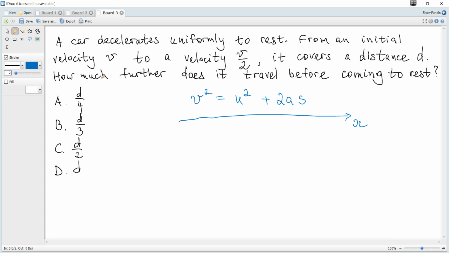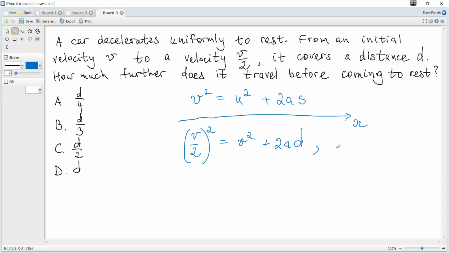So for the first stage, when velocity changes from v to v over 2, according to this formula, the final velocity is v over 2 squared, equal to the initial velocity v squared plus 2 times acceleration times displacement. Displacement is equal to plus d, because it is moving to the right, in the direction which is positive. So 2 times a times d, so that acceleration can be found to be used for the second stage.